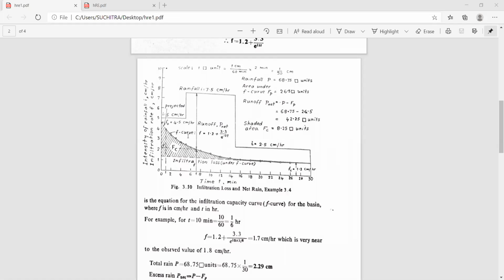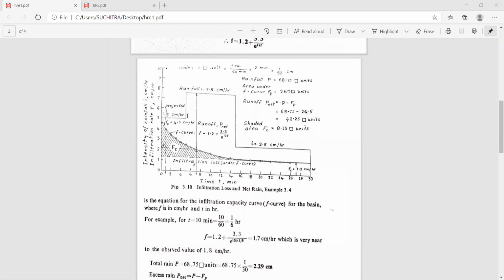So next you can calculate the volume of runoff. What is the volume of runoff about this curve? It is about 42.25 square units. Now you have to calculate the value of the shaded area also. The shaded area is this area and that works out to be 8.25 square units. So now from the graph you have to extract these values.